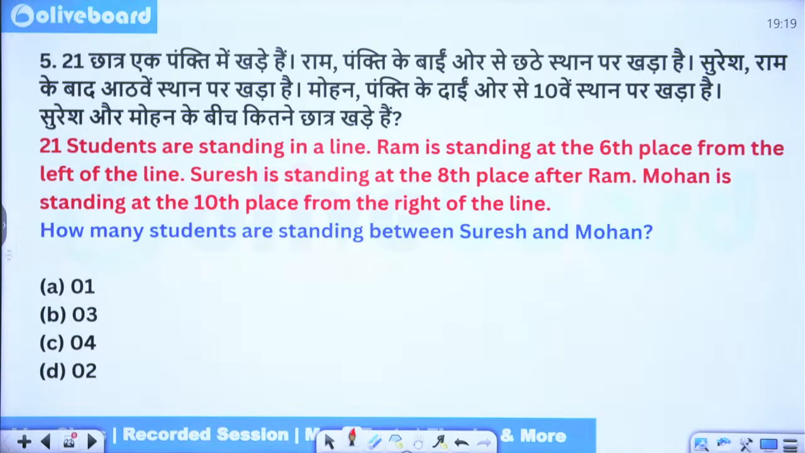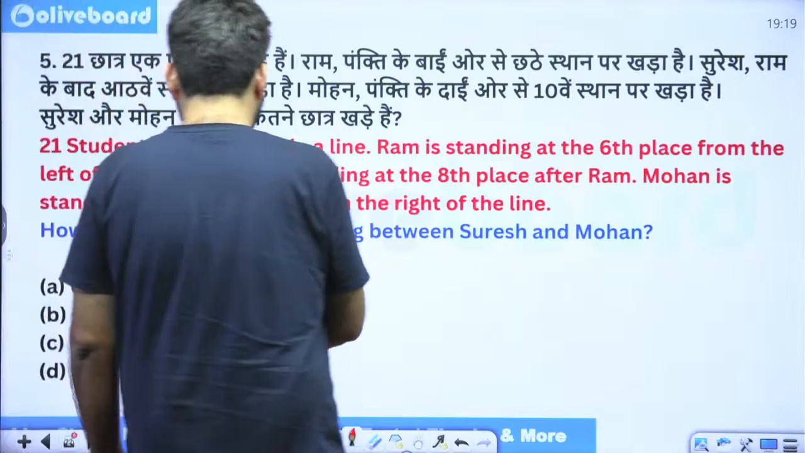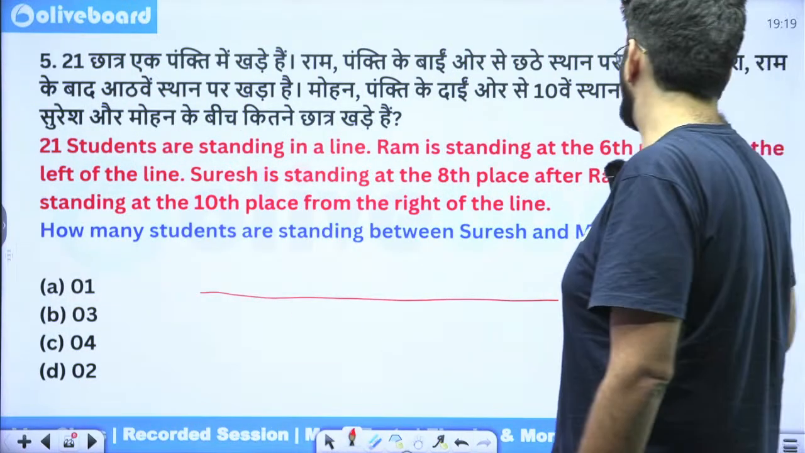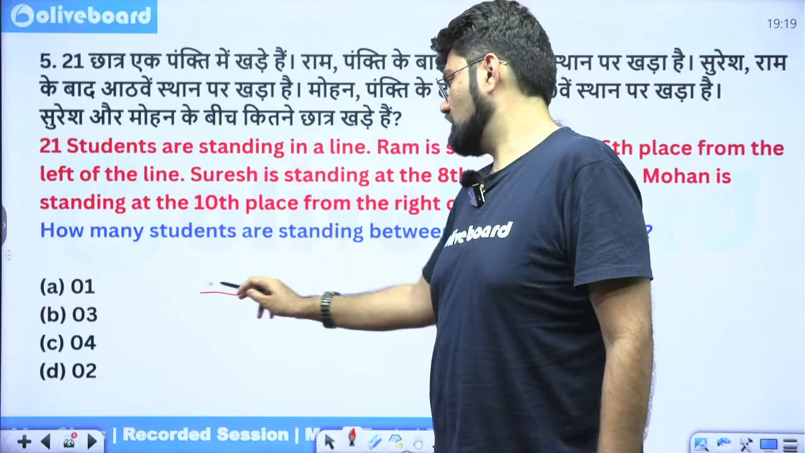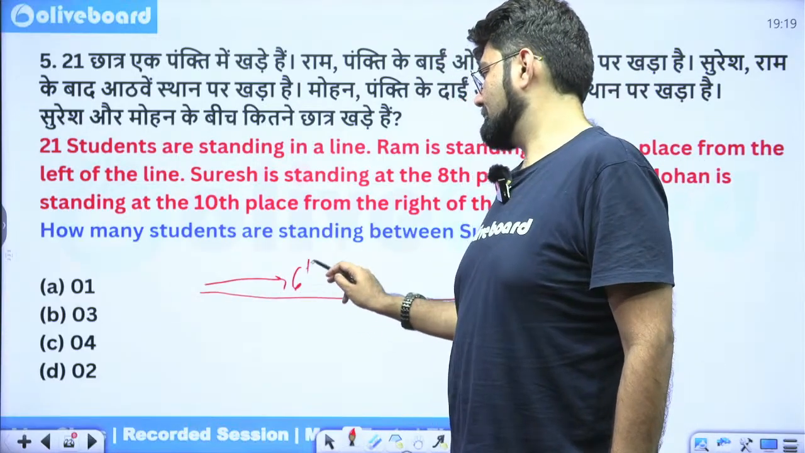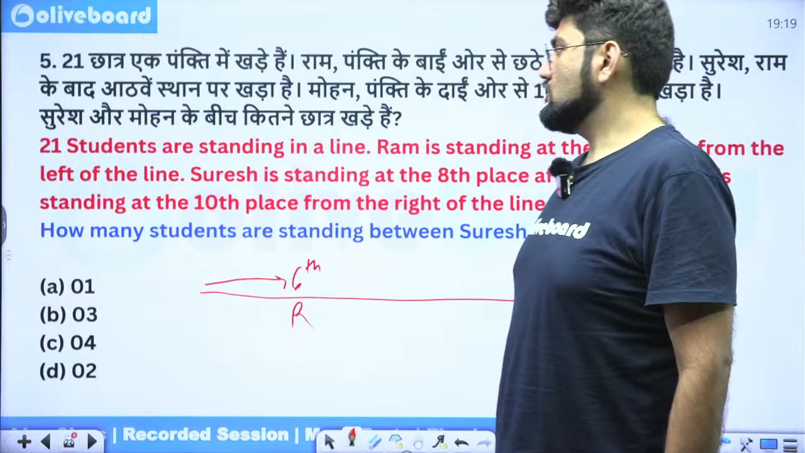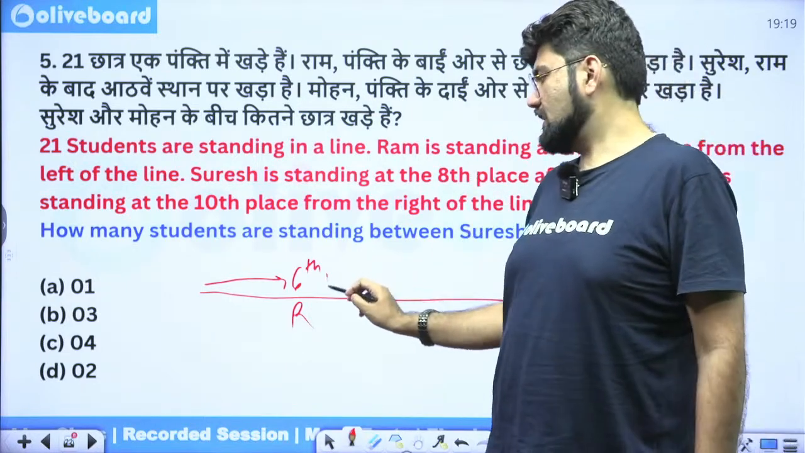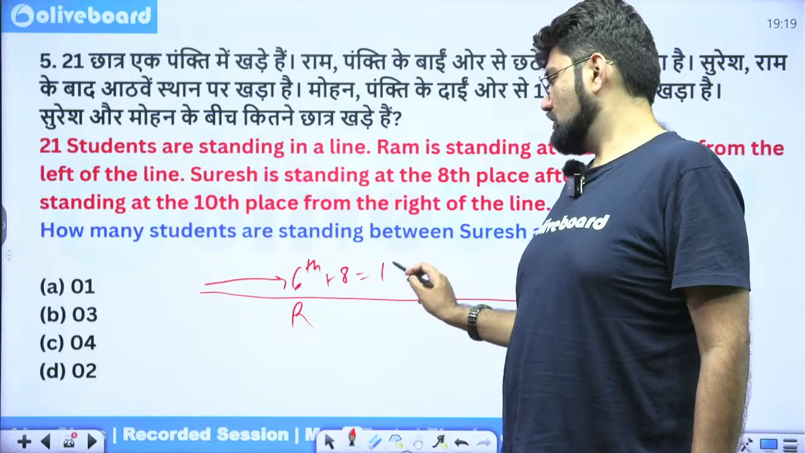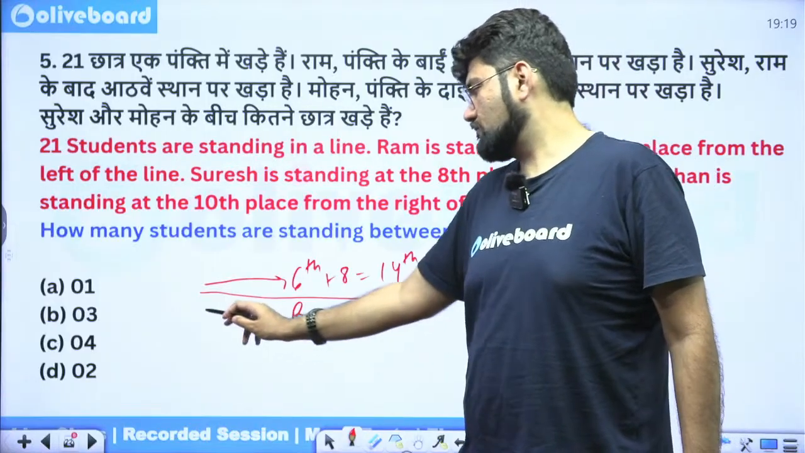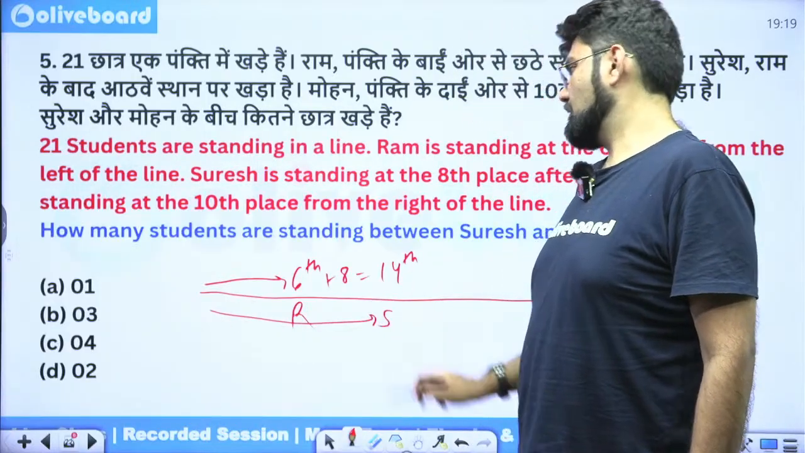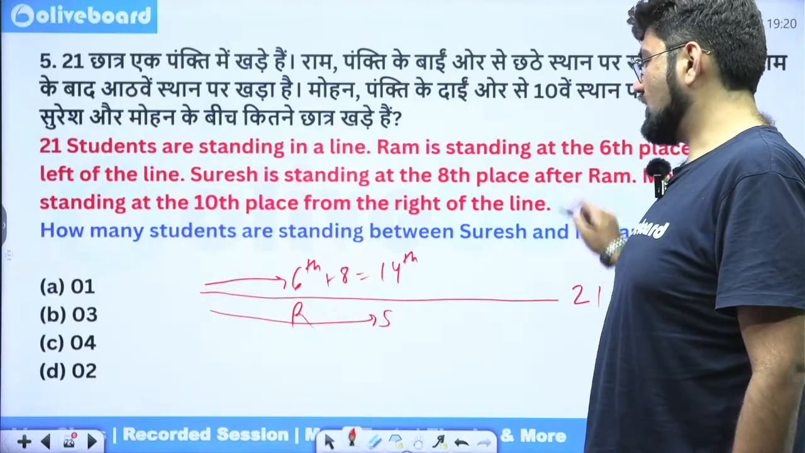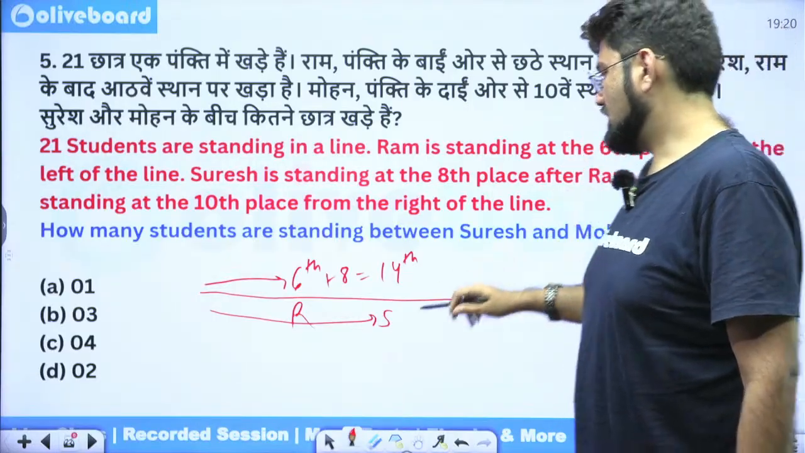Okay, 21 students are standing in a line. Ram is standing 6th from the left. Suresh is 8th after Ram. That means 8 places added, which means Mr. Suresh is 14th from the left. Mohan is 10th place from the right. Now be careful.